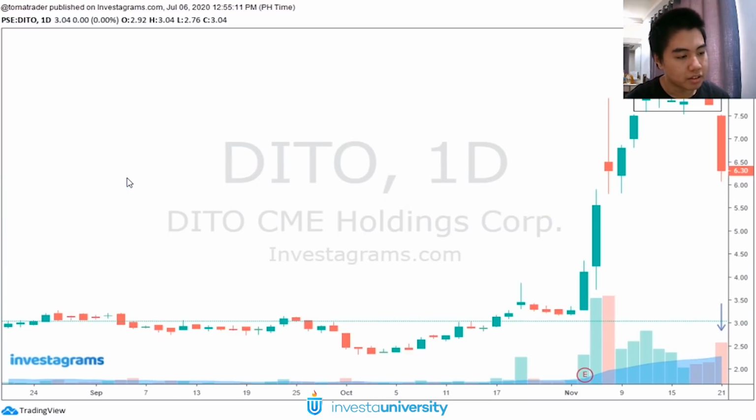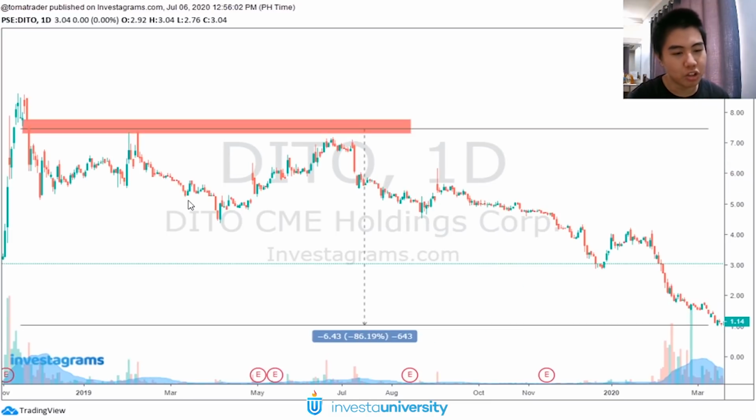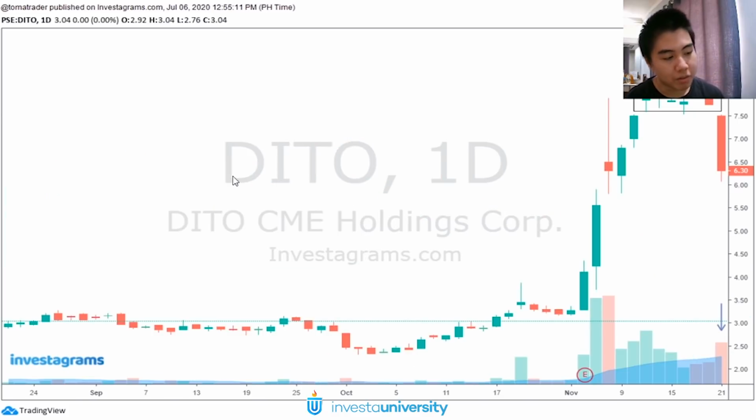So nagka-SNR flip. So that's it. Again, it's not that it's a genius call that when it breaks down on above average volume, GG na yung stock. It can recover, or there can be counter trend opportunities. But if you're watching a stock and you see a breakdown on above average volume, you want to see if it can recover. If not, you may want to avoid it.